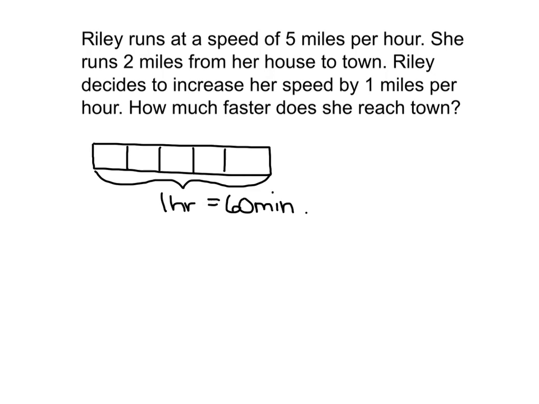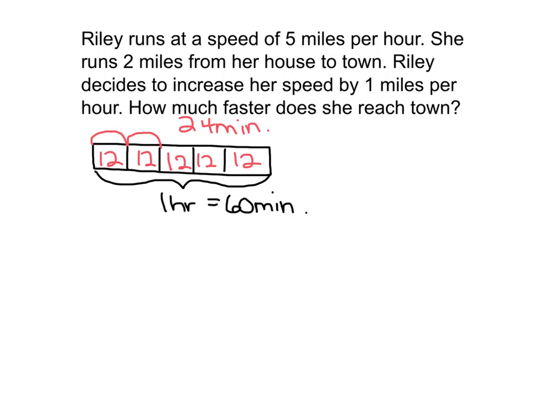Okay, so if the entire bar equals 60 minutes, then each piece would equal 12 minutes. So this means Riley's running at a pace of 12 minutes each mile. So if she's running 2 miles from her house to school, so 1 mile, 2 miles, that would take her 24 minutes.